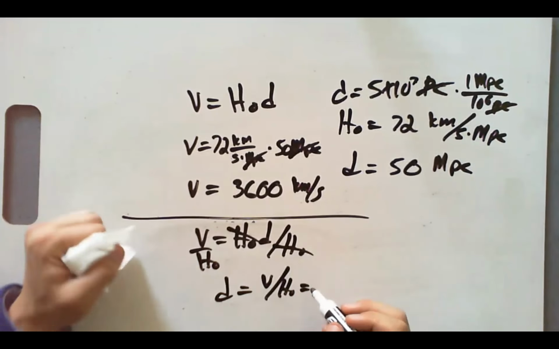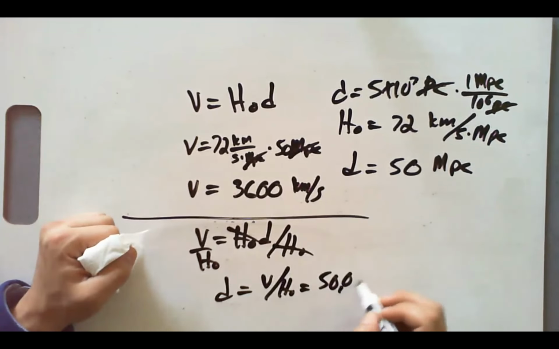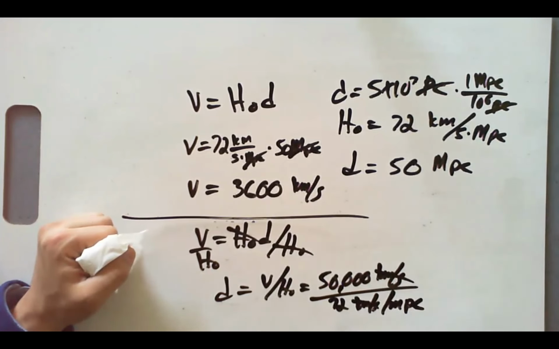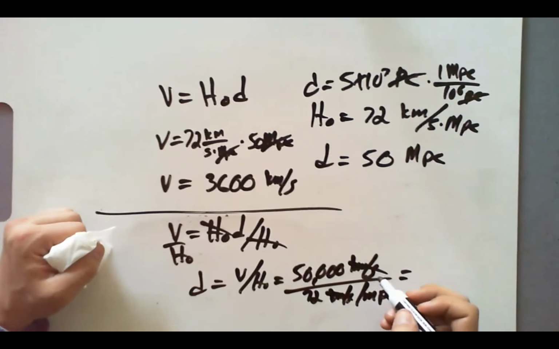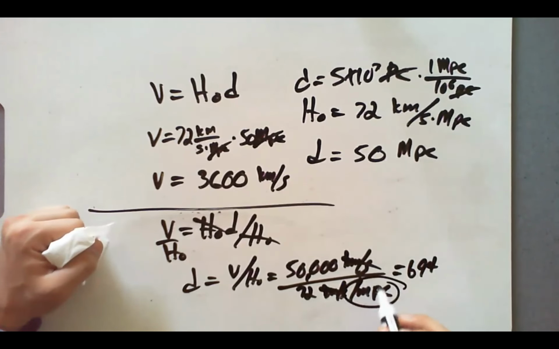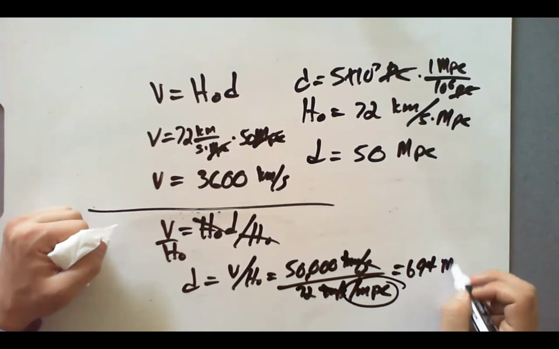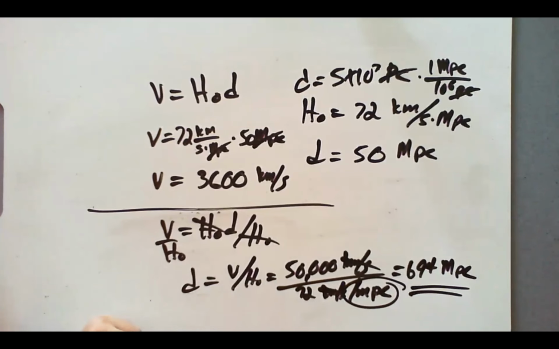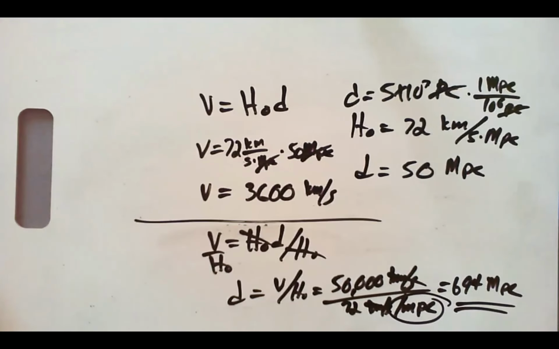Our velocity in this case is 50,000 kilometers per second, and our Hubble constant is 72 kilometers per second per megaparsec. The kilometers per second go away. 50,000 divided by 72 is 694. The units are megaparsecs, which is in the denominator of the denominator, so it comes back up to the numerator: 694 megaparsecs. 694 million parsecs, 6.94 times 10 to the 8 parsecs away. That's a lot of meters. The universe is a big place.